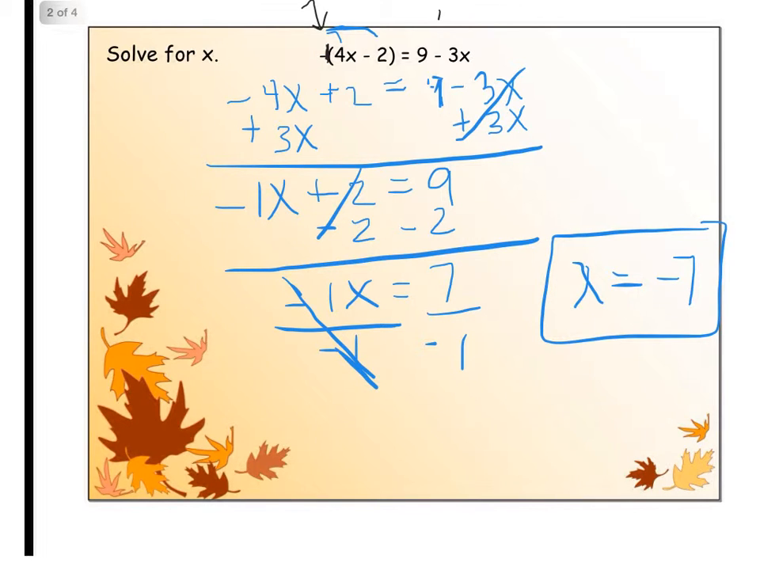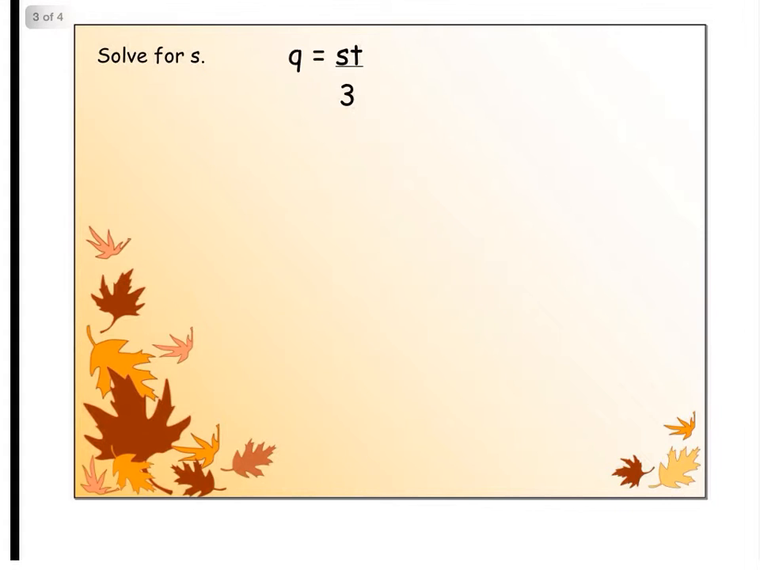Now if you want to check this, you could plug negative 7 into the left side and the right side and make sure you get the same answer. Alright, we have our next one. This is a literal equation because we have a couple different letters in it. It says solve for s.